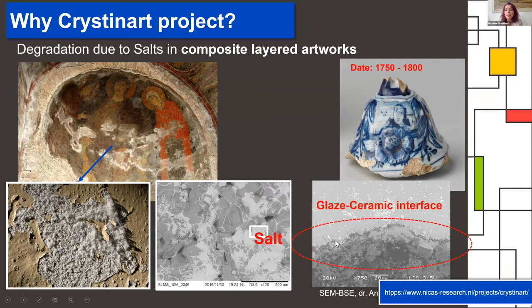And for example, with respect to the properties of these composite, layered materials, as you can imagine, the way that the object will dry if it is wet, or if the moisture can penetrate into the object, can completely change.